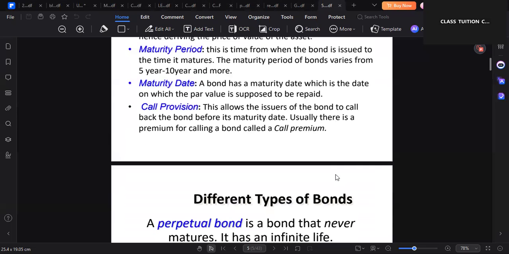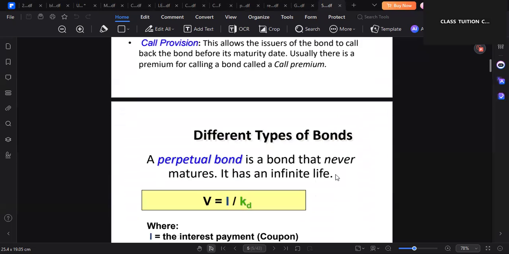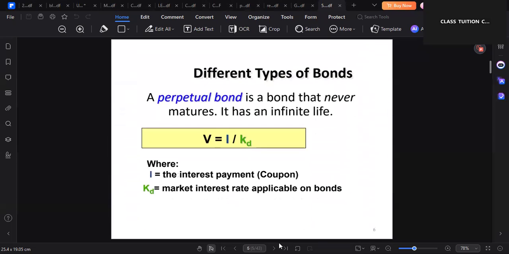Then we look at the different types of bonds. We have what we call a perpetual bond. A perpetual bond is simply a bond that never matures. It lasts forever. So you're going to get interest forever, but you never get your principal back. The simple formula is given by your annual coupon over the market rate.